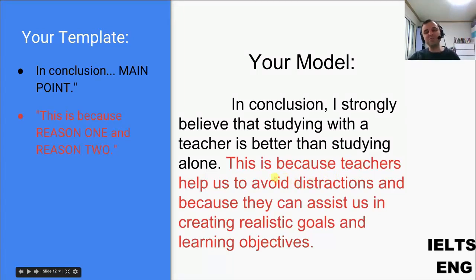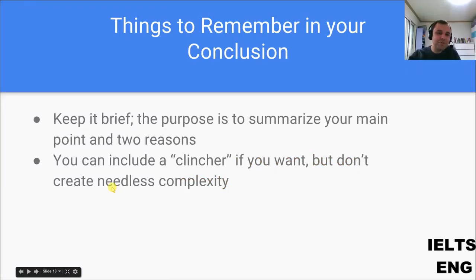Pretty simple. 2 sentences. Some people think that 2 sentences is too short for a conclusion. I don't. The conclusion just serves a function. It's not going to get you a lot of points. Those come from the body paragraphs. There are a few things to keep in mind as you write your conclusion. First of all, keep it brief. As I just said, the purpose is to summarize your main point and your 2 reasons.